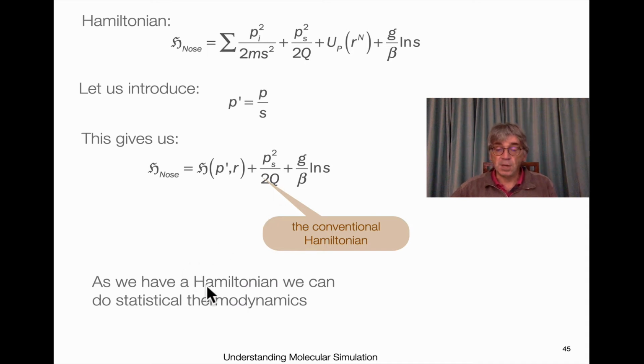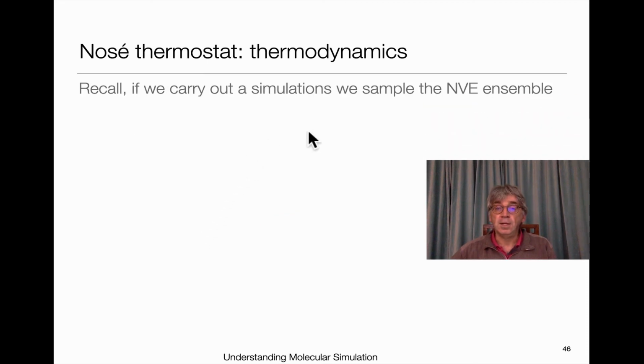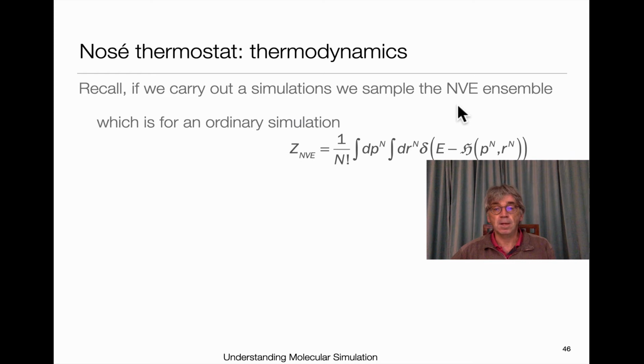So we now have a Hamiltonian, so we can do statistical thermodynamics. So we can look at the partition function of this particular system and also see what we sample. Okay, so if we solve Newton's equation of motion, we sample the NVE ensemble. So for an ordinary simulation, what would that be in terms of the partition function? So this factor is making it indistinguishable.